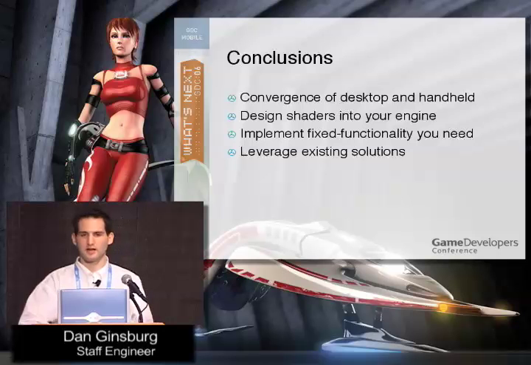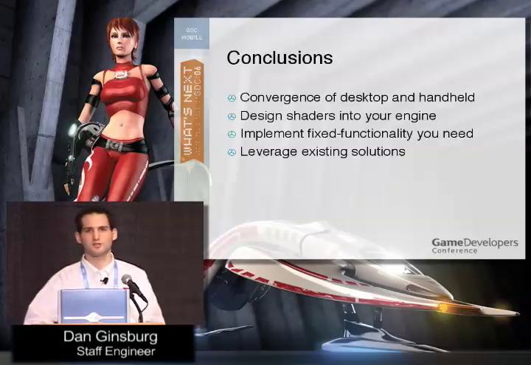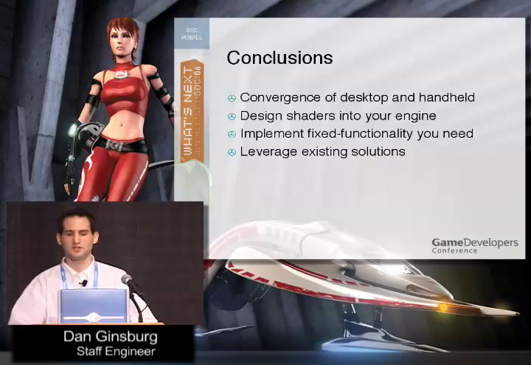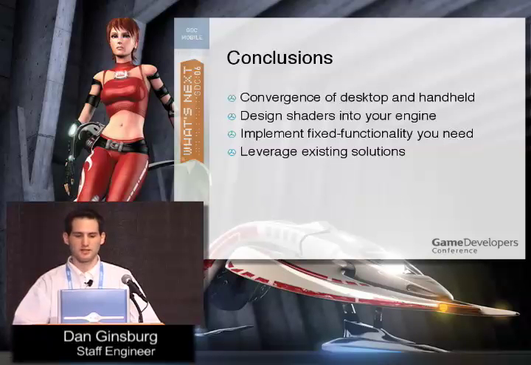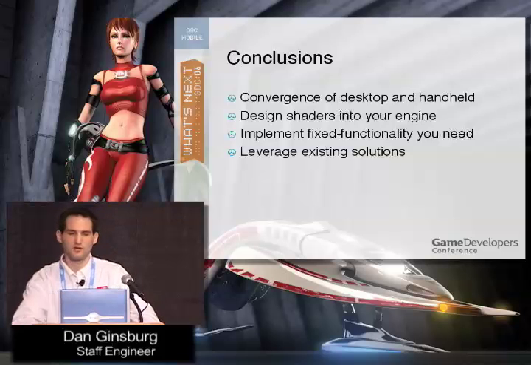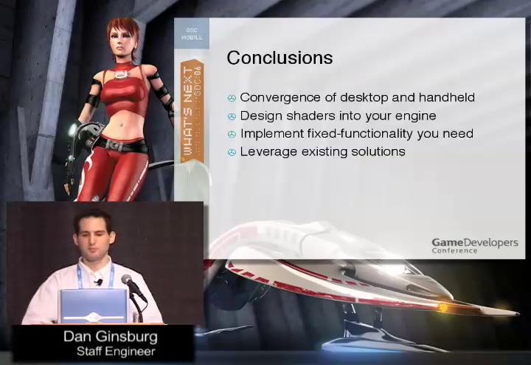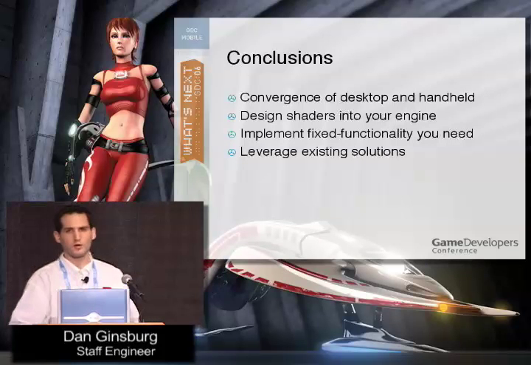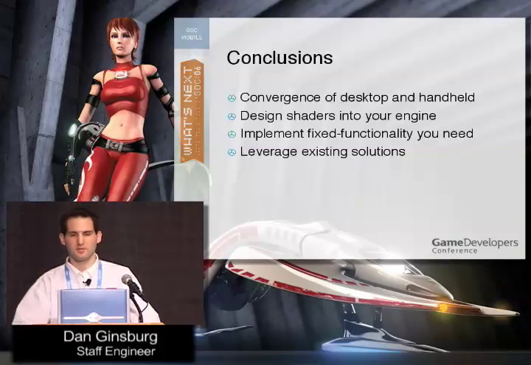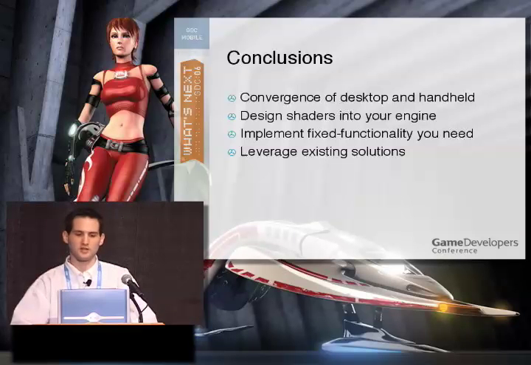But with that said, put some thought into how you want to design shaders into your engine, because it is a fairly significant change and will require some re-architecting of your fixed function engines. But if there are pieces of OpenGL ES 1.x that you found useful, it is possible to wrap that on top of ES 2.0, so implement the fixed functionality that you need. And finally, leverage existing solutions. There's been a lot of work done in shader development on the desktop. Look at the effect file formats and the tools and try to leverage that on your engines for handheld.